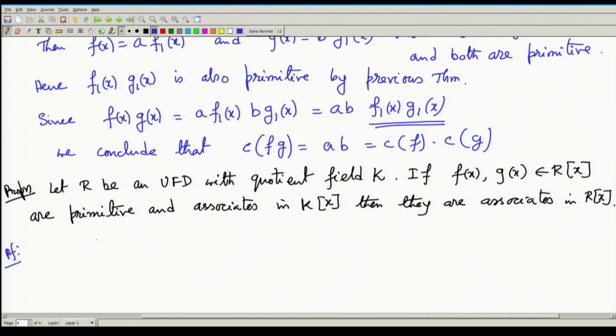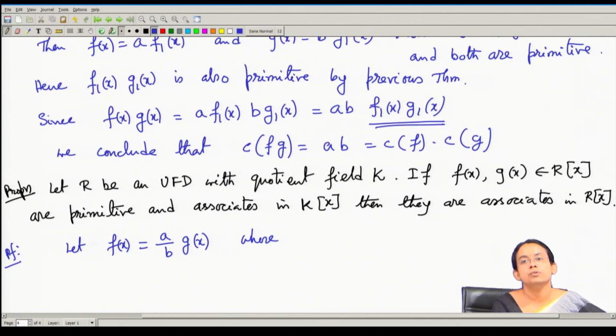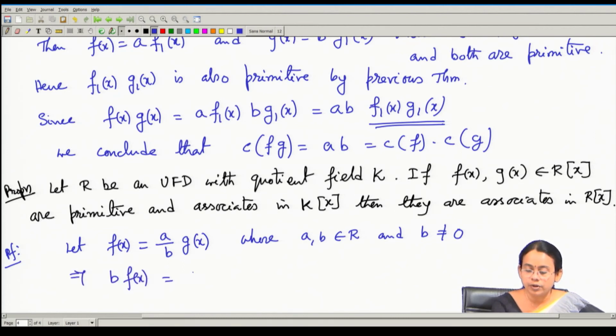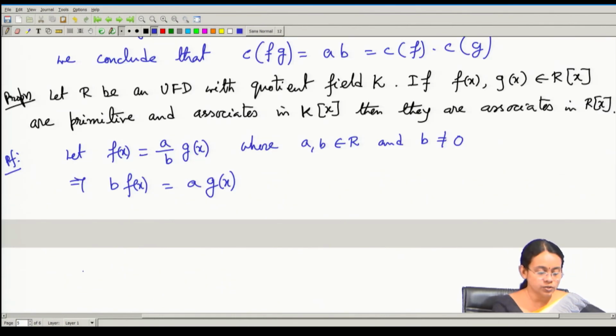Since f(x) and g(x) are associates in K[x], f(x) can be written as some unit times g(x), where this a/b is an element in K, the quotient field. Every element will be of the form a/b, where a and b are elements of R and b is non-zero, because that is how we have constructed our quotient field. So from here I can say that b f(x) is equal to a g(x). So this much we are able to conclude.